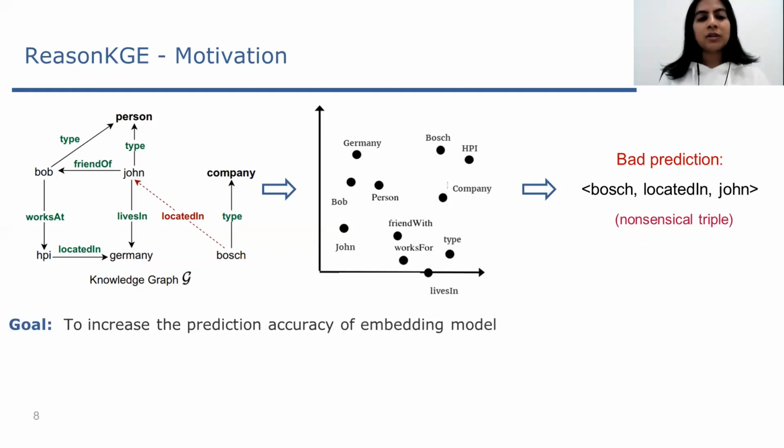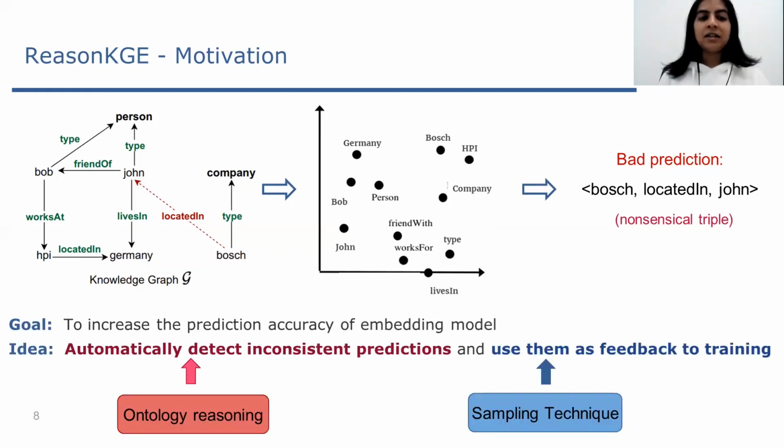The goal of our work is to increase the prediction accuracy of the embedding models. The idea is that we will detect the inconsistent predictions made by an existing embedding model. And once we have the identified inconsistent predictions, we use those triples as feedback, as negative samples for the next iteration of training. Therefore, we perform ontological reasoning for detecting the inconsistent predictions, and then we have a negative sampling technique using those triples as negative samples for the next iteration of training.